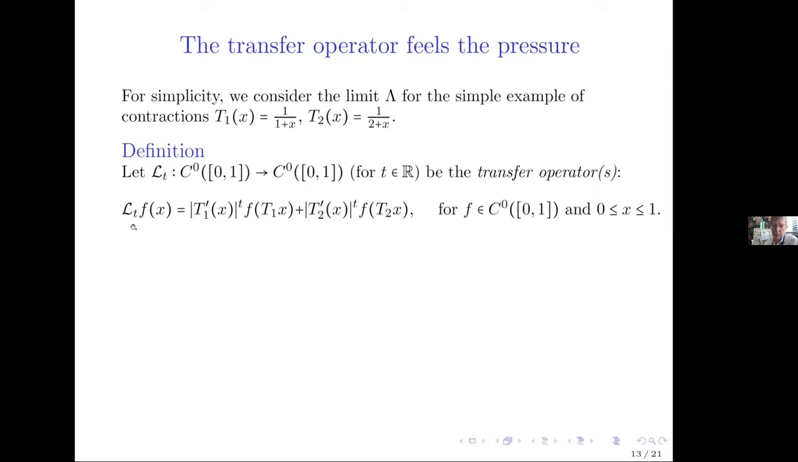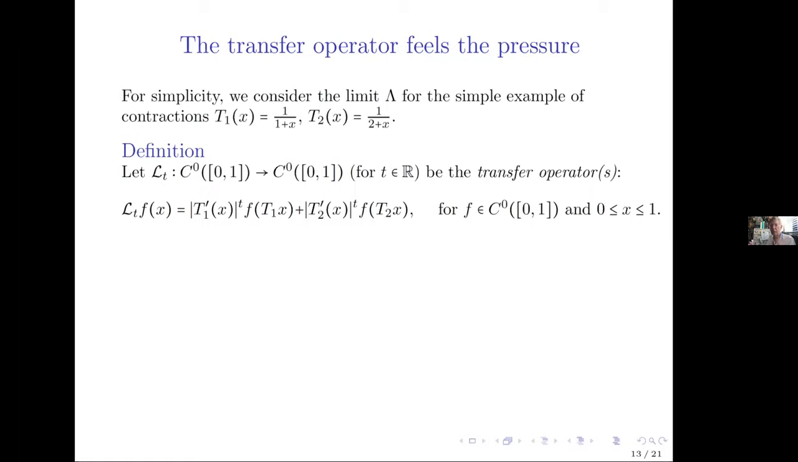And it works the usual way. We take a function f defined on the unit interval, and then we get a new function by simply applying the contractions that come from the maps at the top and looking at the value of the function at these two values. And then we weight it according to the derivatives of the two contractions, raised to the power t. So this is the standard transfer operator that one would associate to contracting maps.